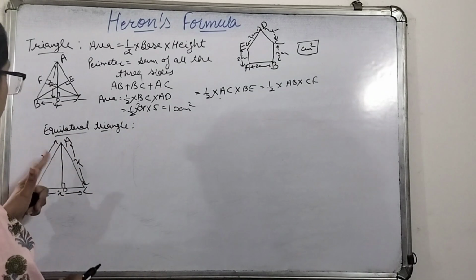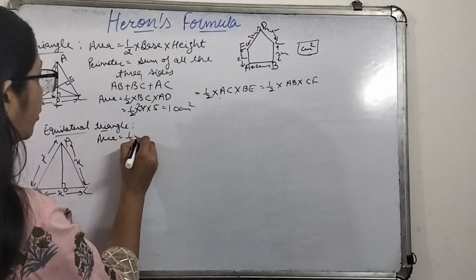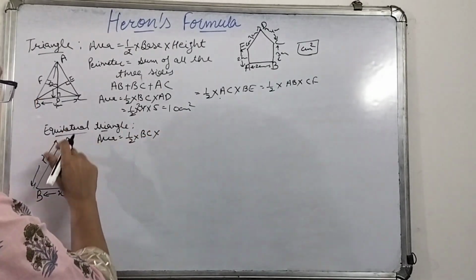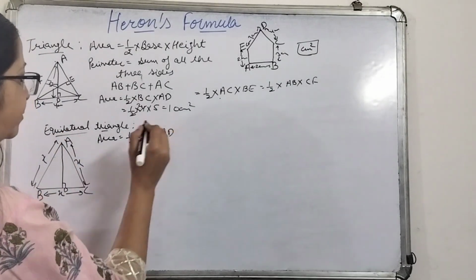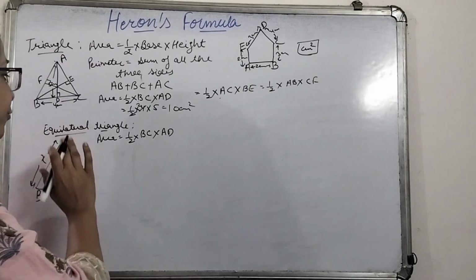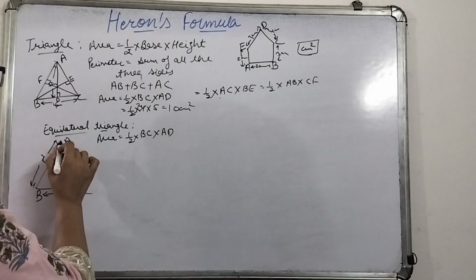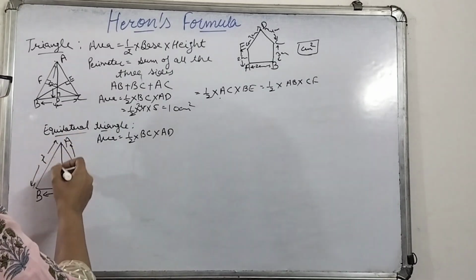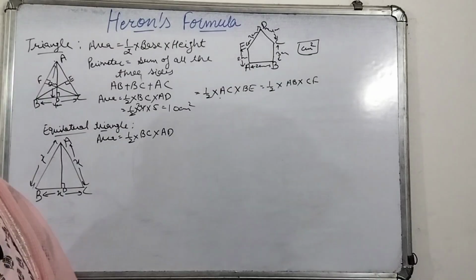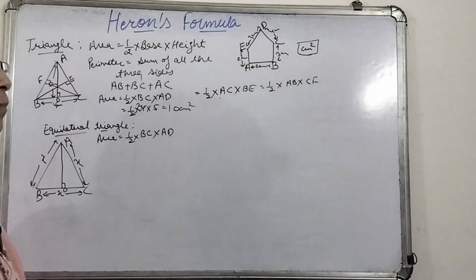Then the area of this triangle will be given by 1 upon 2. If BC I am going to consider as the base, then AD will be the height. Now, we know that if it is an equilateral triangle, and from any vertex I make a perpendicular on the opposite side, then it is going to bisect the side. That means D will be the midpoint of BC.